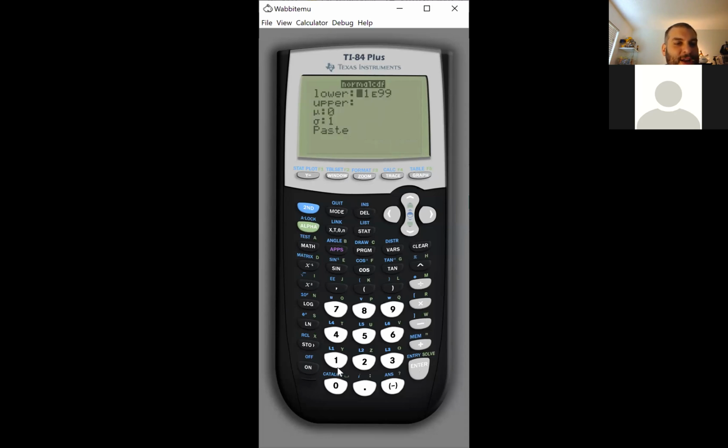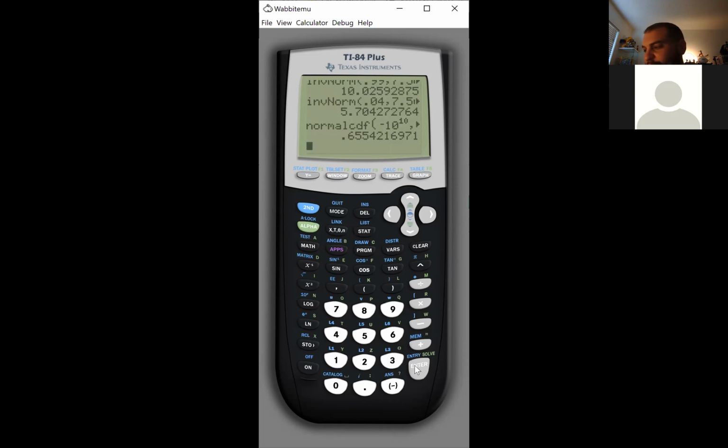For the lower bound, you put negative 10 to the 10 power. The upper bound is 72. The mean will be 70. And lastly, standard deviation is 5. You press paste, press enter, and you get the answer to be 0.6554. And that's how you do it with the TI-83.